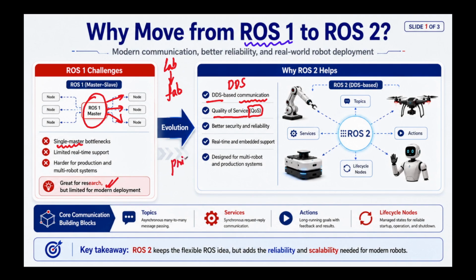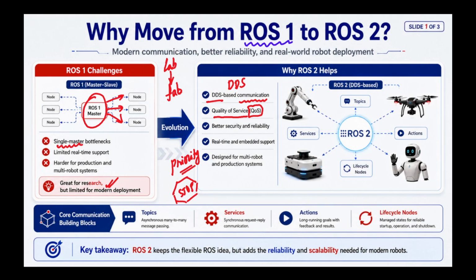For example, a camera may send many images per second. In some cases, receiving the newest image is more important than receiving every older image. Similarly, an emergency stop command is different. For that message, reliable delivery may be extremely important. QoS helps us adapt communication to these different situations.